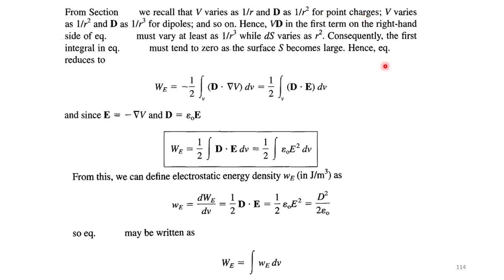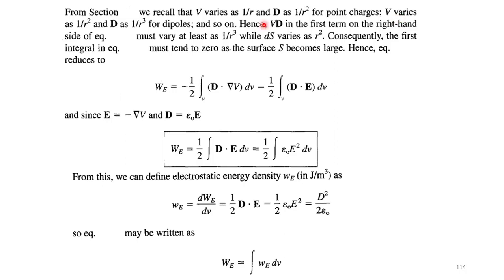So potential due to a point charge can be written as V is equal to Q upon 4 pi epsilon r. Similarly, electric field intensity due to a point charge can be written as E equal to Q upon 4 pi epsilon r square a_r. So it says that potential varies with respect to distance, and electric field intensity varies with respect to the square of the distance, for point charges.